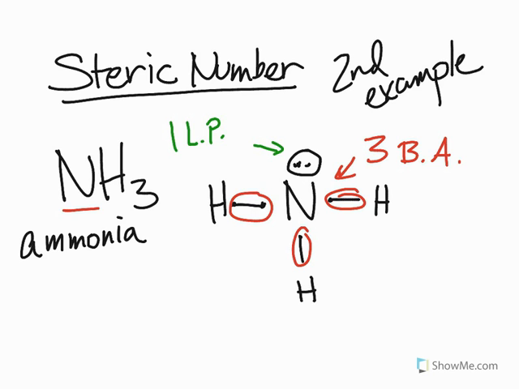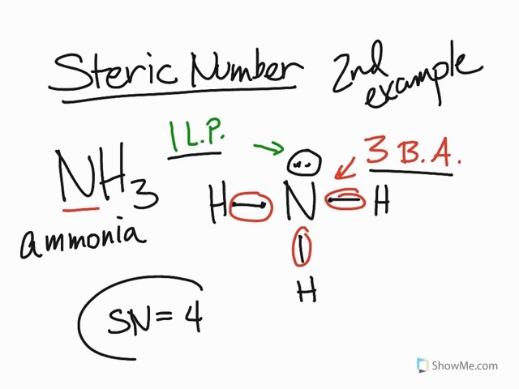Now, taking a look at a combination of 3 bonding areas and 1 lone pair, let's go ahead and add those together. So the steric number becomes 4. Alright, so that's how to find the steric number of this molecule. Again, we count the bonding areas and the lone pairs, and we add the 2 together. Now, what would the shape of this molecule be?